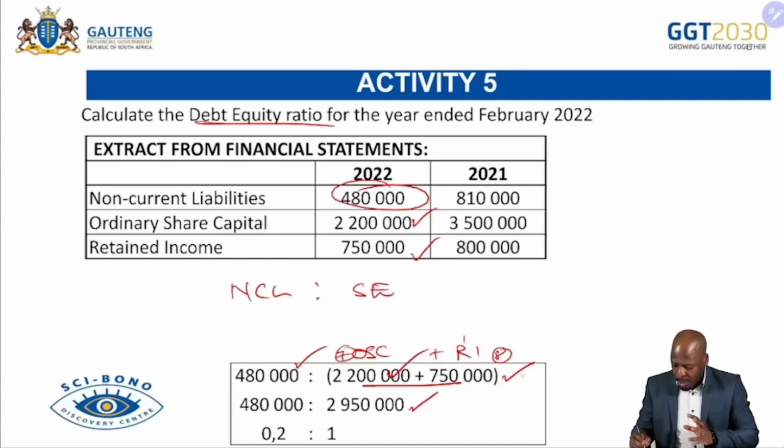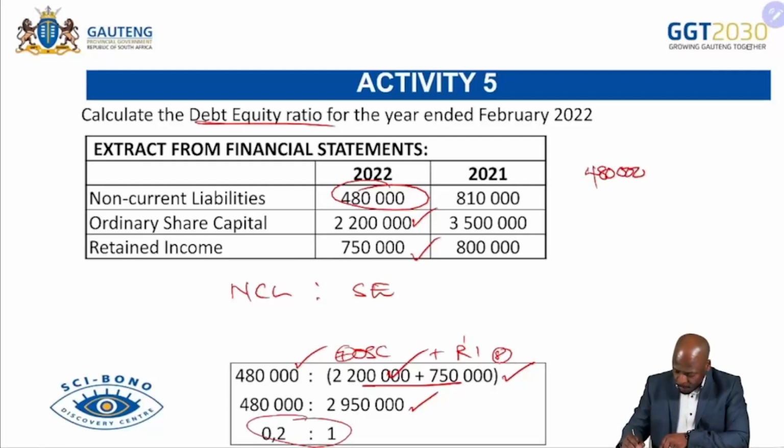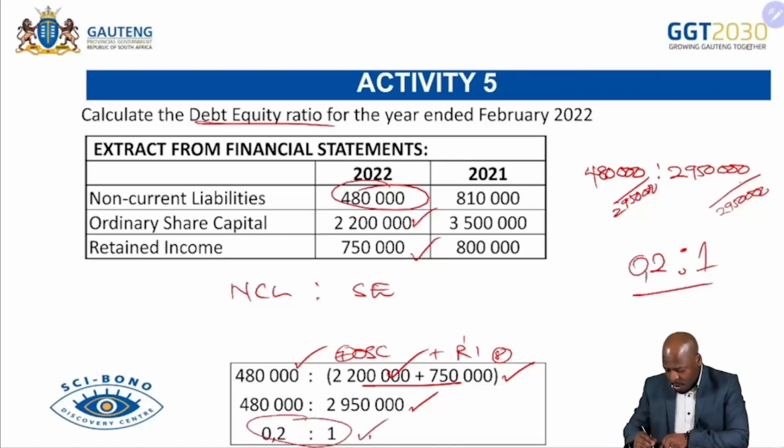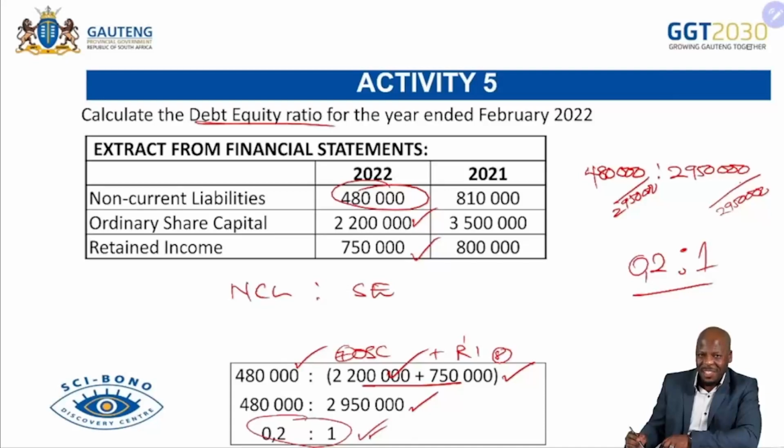Now, how then do you get to this answer? This is what I always say. I'm going to write it up here rather: 480,000 as to 2,950,000. How do we solve it? You divide everything by what is on your right hand side. So you're going to divide everything by 2,950,000. That gives you 1. You come here, you divide it by 2,950,000. That gives you 0.2. This is what we see here. Are we cool?